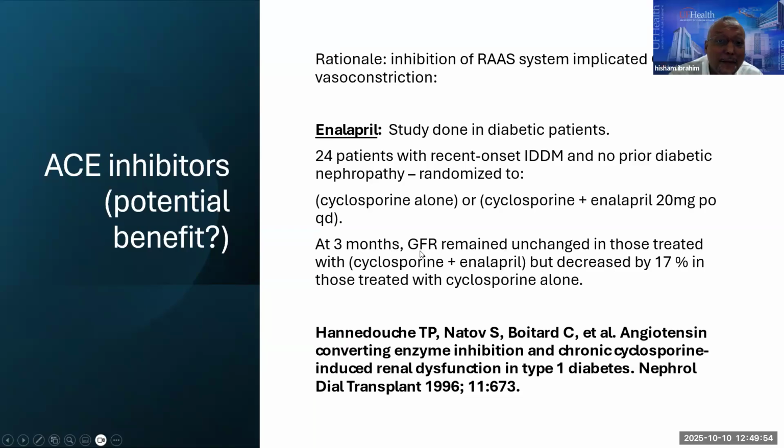the GFR remained unchanged. Those were on analysis. So this is actually quite a remarkable result to show no change with enalapril, versus a 17% reduction with cyclosporin. So ACE inhibitors may be another intervention, but like I said, small numbers. We need more confirmatory studies before we reach a verdict on this case.